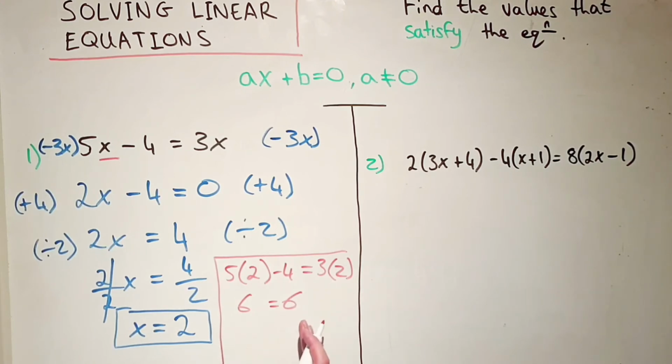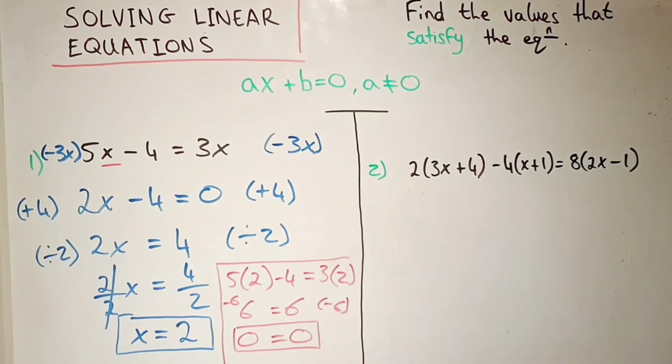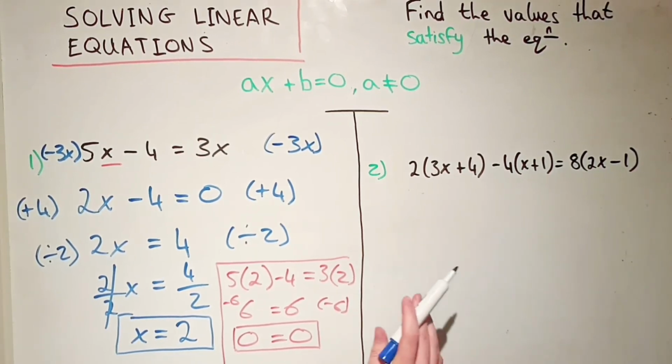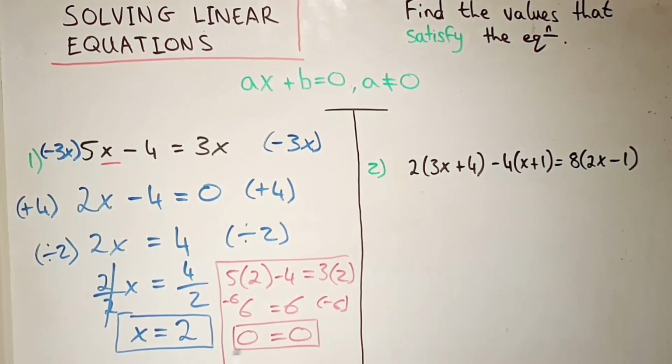So each side of the equation is balanced. Or if it makes more sense to you personally, you have a 6 on this side, so if you want to -6 from here, -6 from here, you'll get 0 equals 0. So this again means that the value you found satisfies the equation because we're left with this end result.